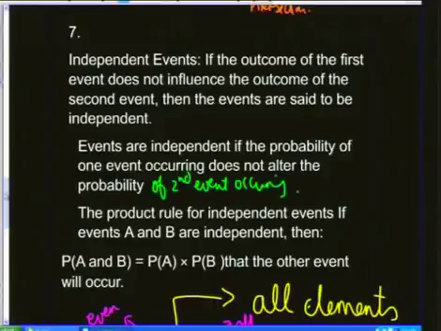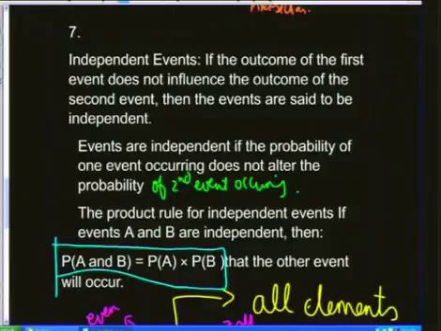Okay? And then there is a product rule for this independence, which we're going to use in a moment. And that is that the probability of A and B is the product of the probability of A times the probability of B. So if I can have that the probability of the intersection is the same as the product of the probabilities, then we talk about that we've got independent events.